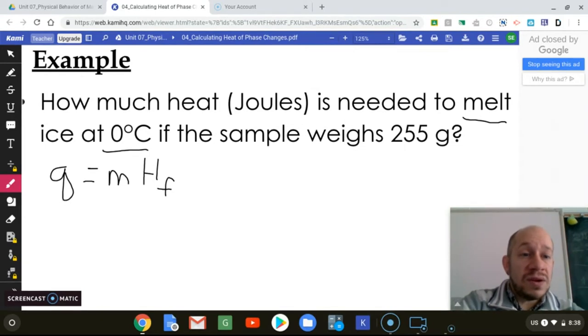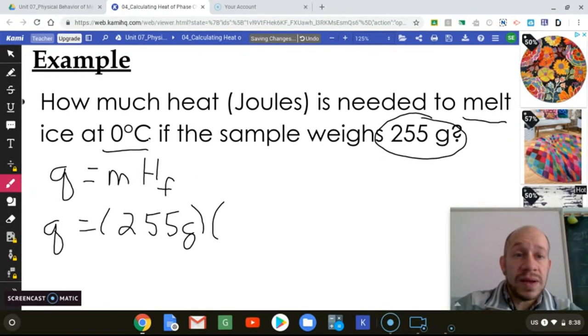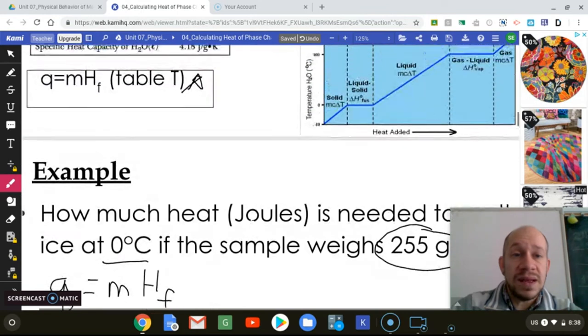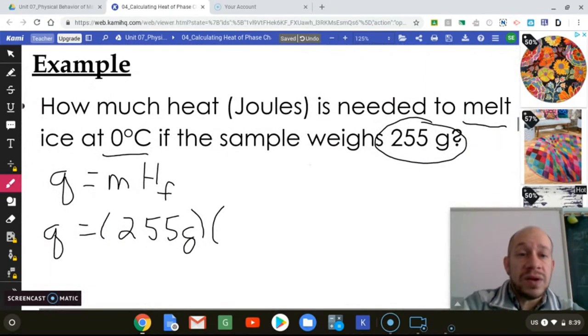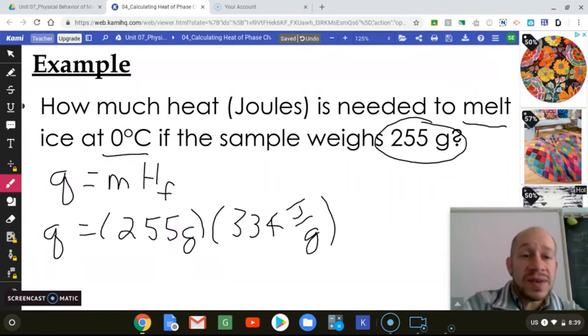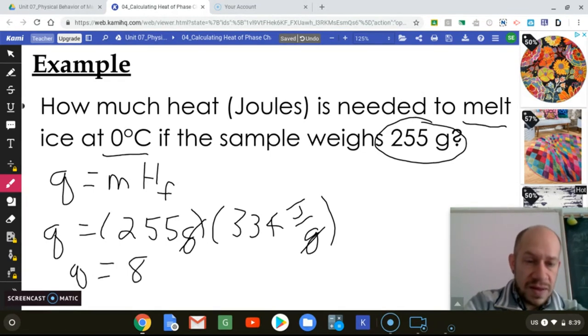If we're looking for Q, that's our unknown. We have our mass here. They gave us the mass. It's 255 grams. And then we're going to plug in the number H sub F because we're at 0 degrees Celsius and we're melting. That's our heat of fusion right up here, 334 joules per gram. So 334 joules per gram. Then you'll see my grams cancel out. And then if we just take a calculator and plug that number in, 255 times 334, we're going to get Q equals 85,170 joules.